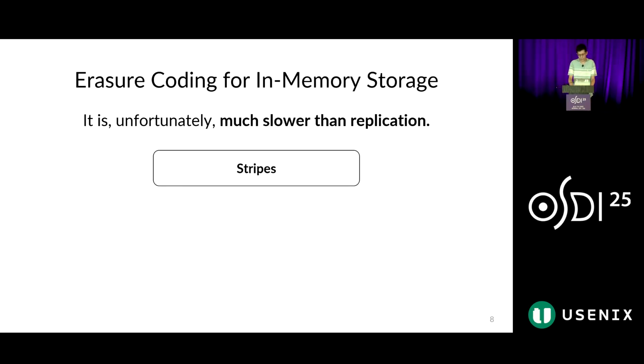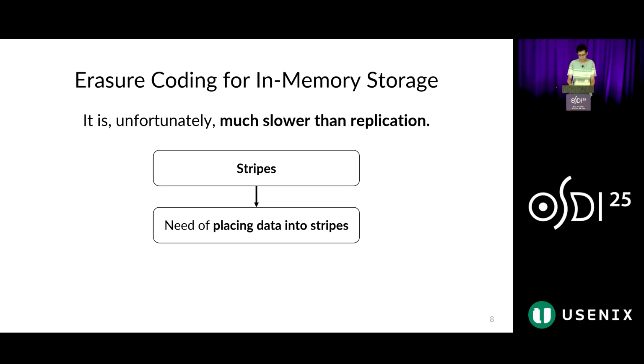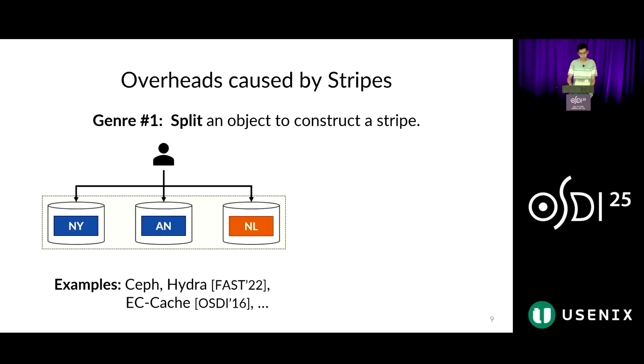However, in a read and write heavy in-memory storage system, erasure coding is unfortunately much slower than replication. The need of placing data into stripes can incur significant runtime overheads. We detail them as follows. Some storage systems split objects into data chunks and encode them together into stripes. A typical example is Ceph.